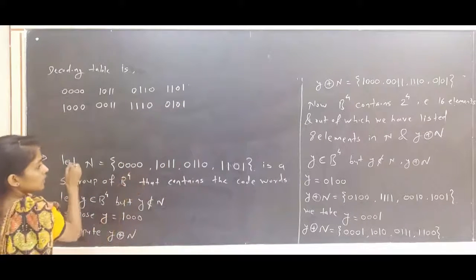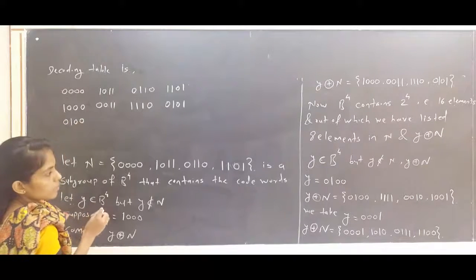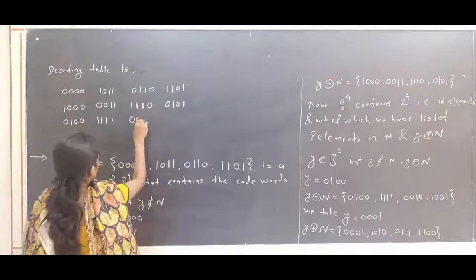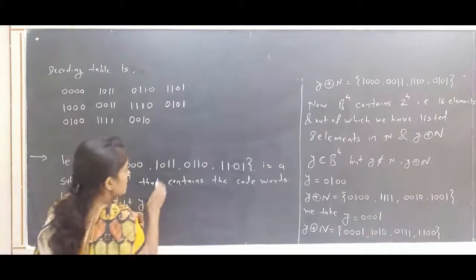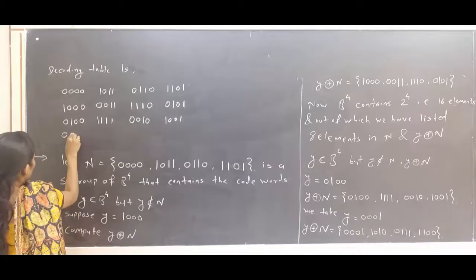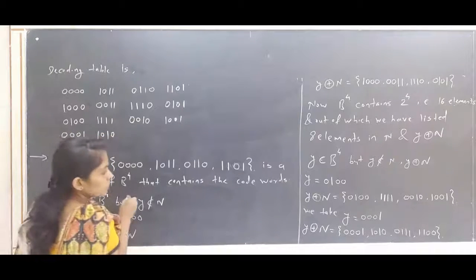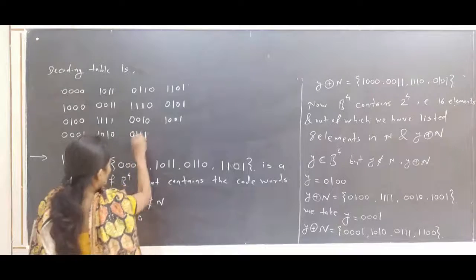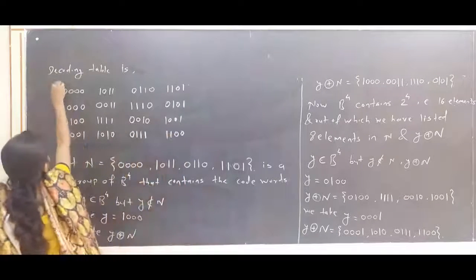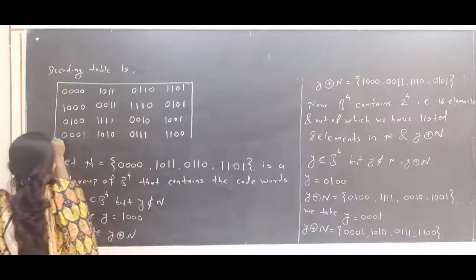Now the third row: 0 1 0 0, next 1 1 1 1, 0 0 1 0 and last 1 0 0 1. And the last row: 0 0 0 1, 1 0 1 0, 0 1 1 1 and last 1 1 0 0. So now this is the decoding table.